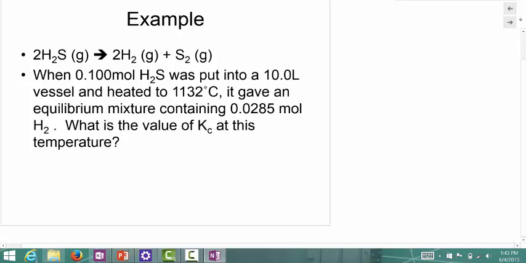So go ahead and try this one. You have 2 moles of hydrogen sulfide gas yielding 2 moles of hydrogen gas and 1 mole of sulfur gas. When 0.1 mole of hydrogen sulfide was put into a 10-liter vessel and heated to 1132 degrees C, it gave an equilibrium mixture containing 0.0285 moles of hydrogen gas. What is the value of Kc at this temperature?